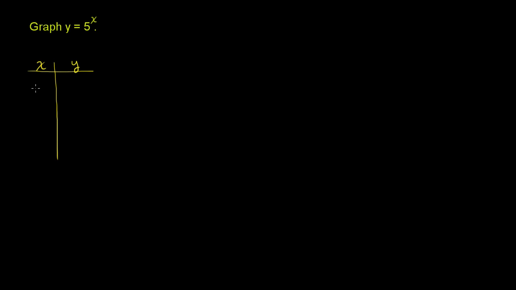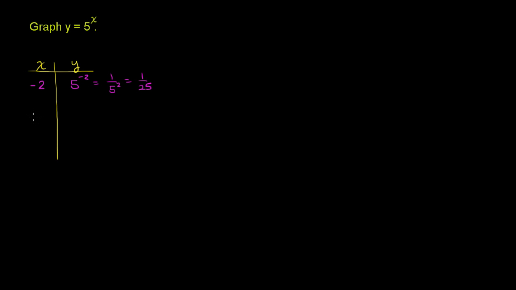Let's start first with something reasonably negative, but not too negative. So let's say we start with x is equal to -2. Then y is equal to 5 to the x power, or 5 to the -2 power, which we know is the same thing as 1 over 5 to the +2 power, which is just 1/25.